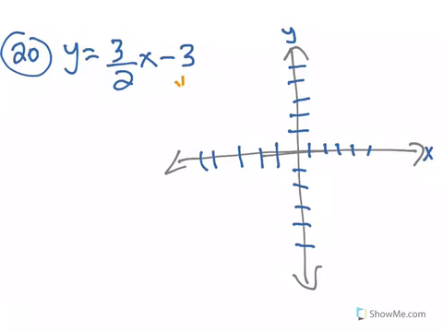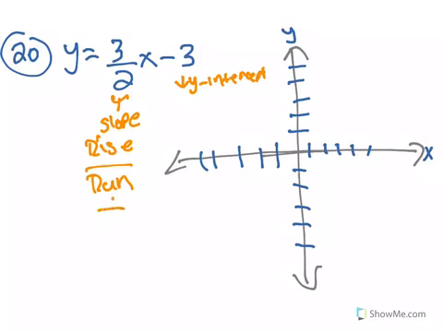And we know that the -3 is the y-intercept, my starting point. We know this is my slope, which is my rise over run, and I always run to the right. So I'm going to start with my -3. So 1, 2, 3, -3. And from the -3, I am going to go up 3. So 1, 2, 3. And then 2 to the right. 1, 2. Then I'm going to connect my 2 points. And this is the line of my equation. Okay?